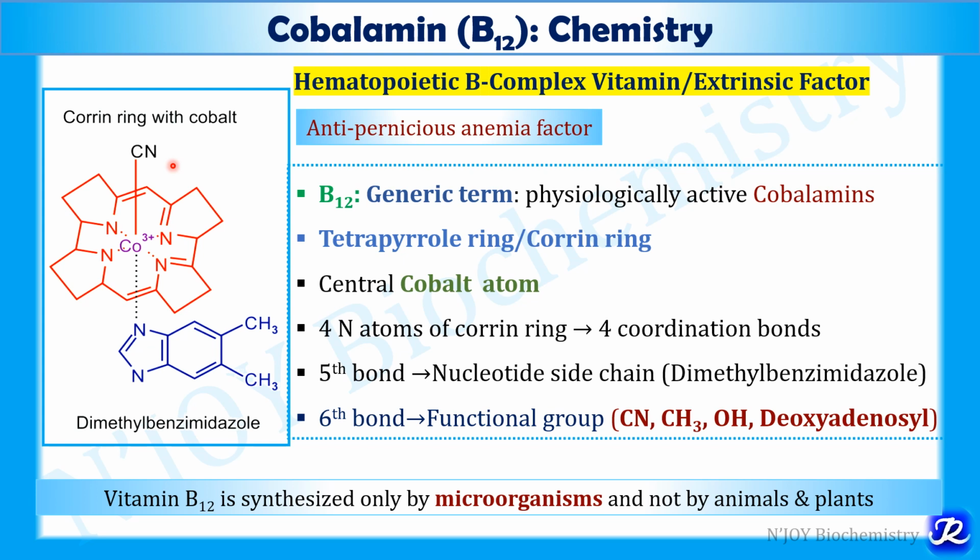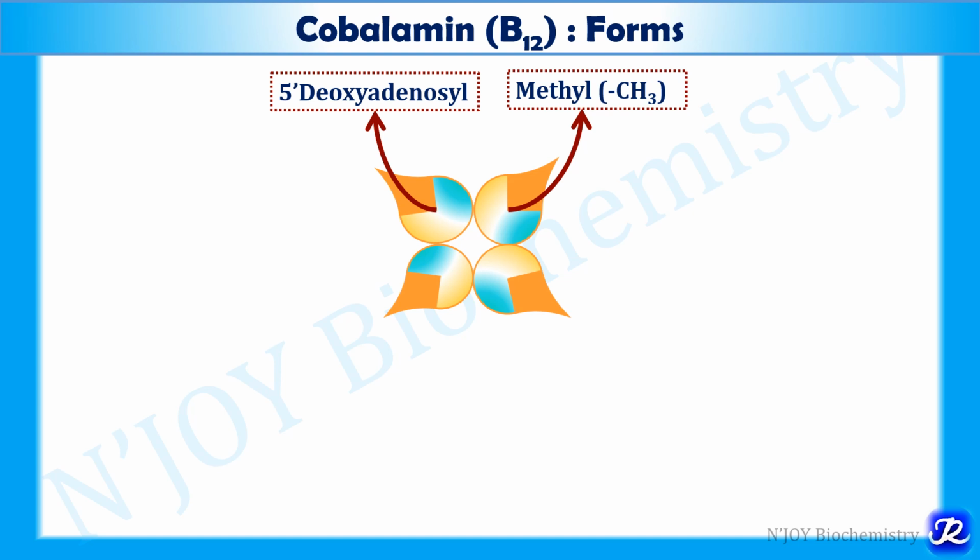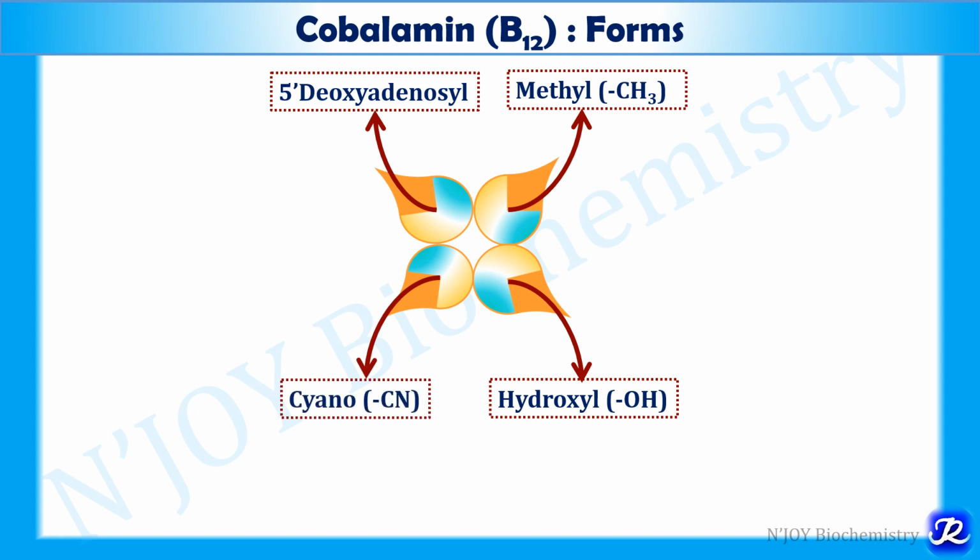The important feature about vitamin B12 is that it is synthesized only by microorganisms and not by animals and plants. There are mainly 4 forms of cobalamin. The first one is methylcobalamin. Second is 5'-deoxyadenosyl cobalamin. Third is hydroxycobalamin. And fourth is cyanocobalamin. Both methylcobalamin and 5'-deoxyadenosyl cobalamin are the bioactive coenzyme forms of vitamin B12.